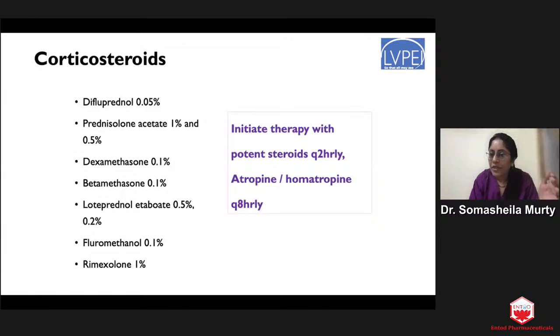So it'll be 2 hourly for the first 4 days, call the patient back, or 3 days, call the patient back, and then based on that. Sometimes you may step up to 1 hourly also if you think it's not working. Or sometimes if nothing has happened, then I might start using difluprednol instead.